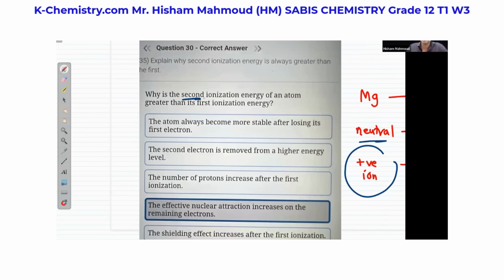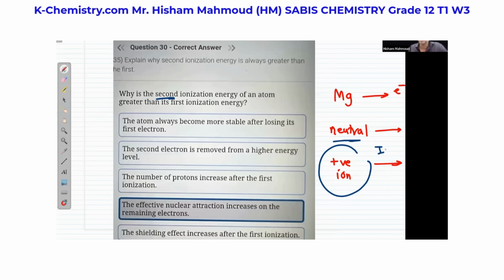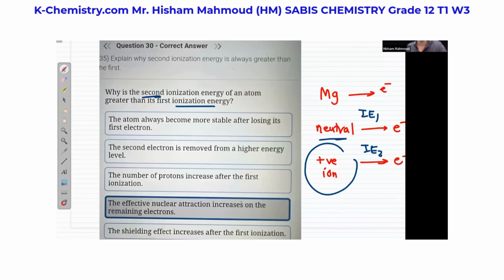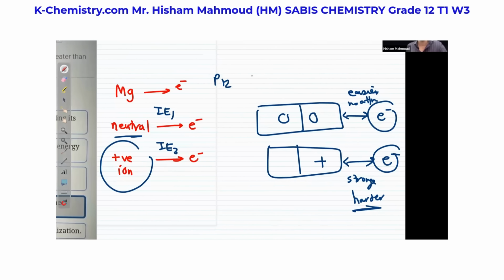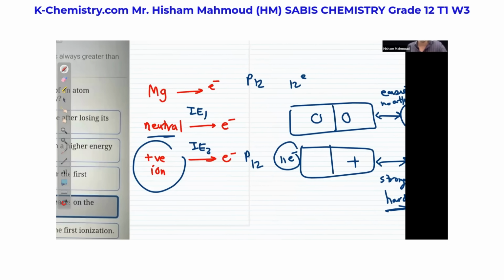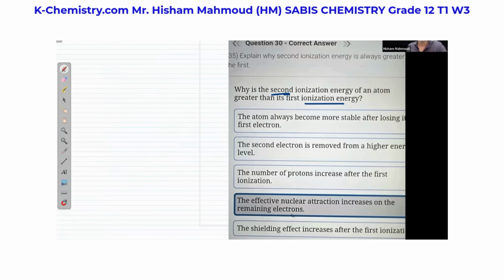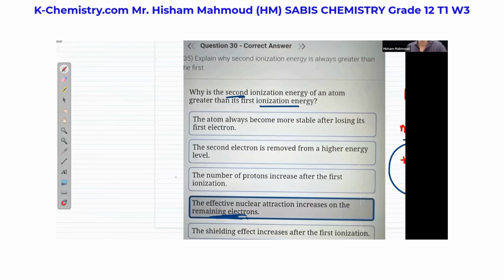The second ionization energy, IE2, is always bigger than the first ionization energy because the effective nuclear attraction increases. The number of protons here is 12 protons on 12 electrons, while here it is 12 protons on just 11 electrons. So we have more nuclear charge on a smaller number of remaining electrons.